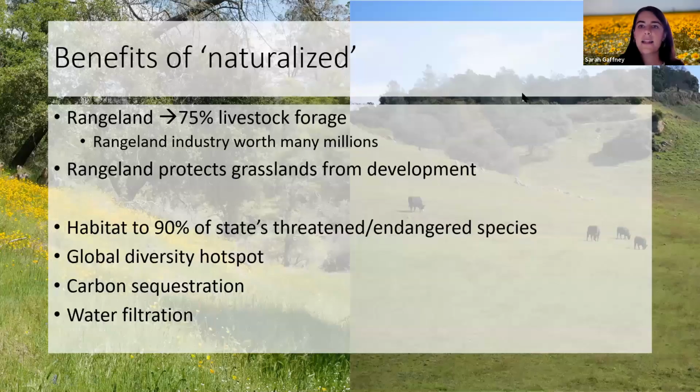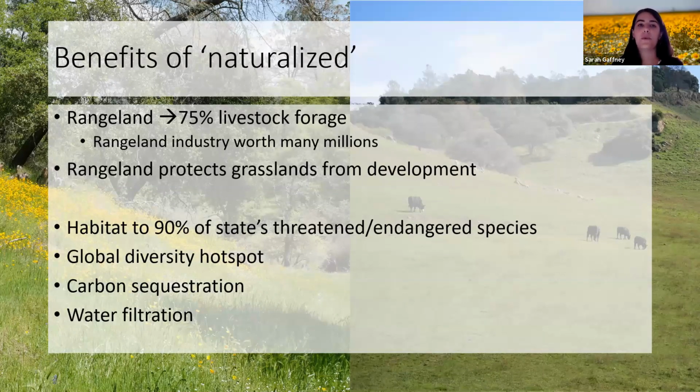Oh, sorry. And this is a problem because even though our grasslands are 90% exotic species, and it's really sad and unfortunate, they still offer us a lot of benefits. Most of our grasslands are rangelands, and these naturalized grasses provide 75% of the livestock forage. The rangeland industry is worth millions of dollars. It's an incredibly high number, but I couldn't find an exact number to show you guys. But it's a very important industry to our state.